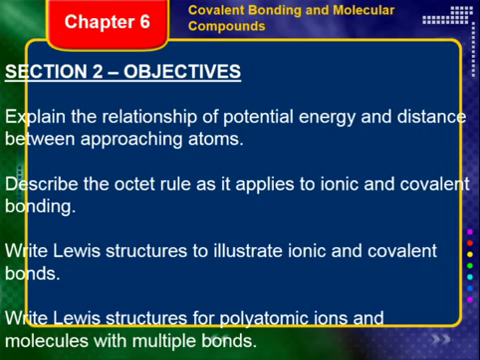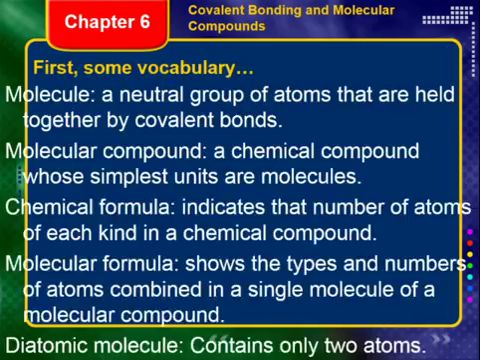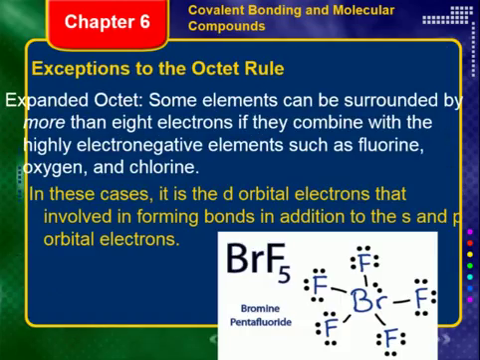That's write Lewis structures to illustrate ionic and covalent bonds. That's going to be the one that we really focus on. And we're also going to try to write some Lewis structures for polyatomic ions and molecules with multiple bonds. Okay, emphasis on that multiple bonds part. All right, so let's get to where we left off last time.